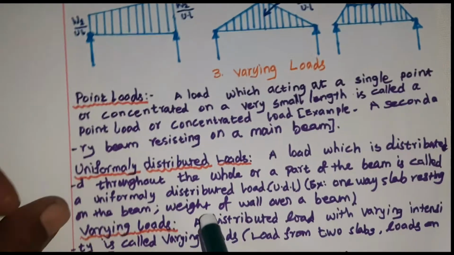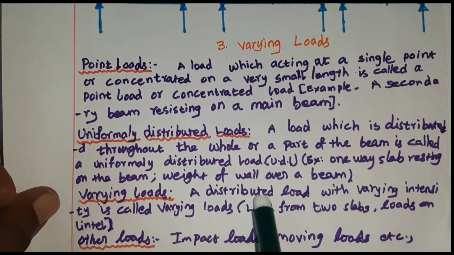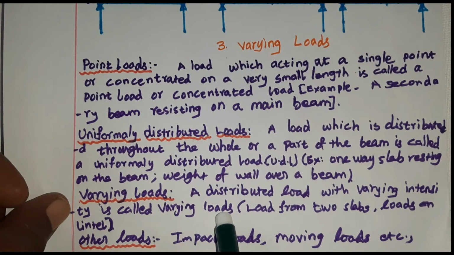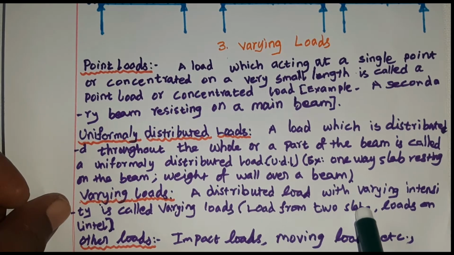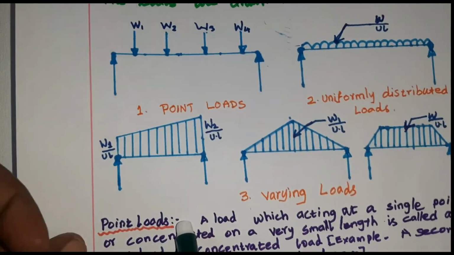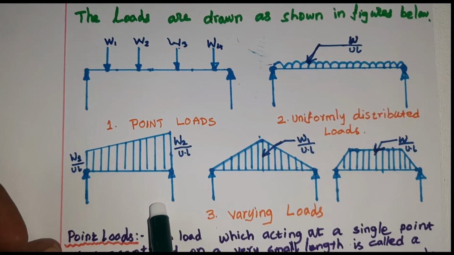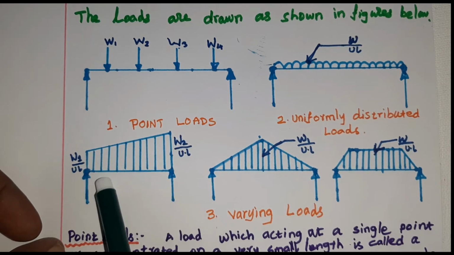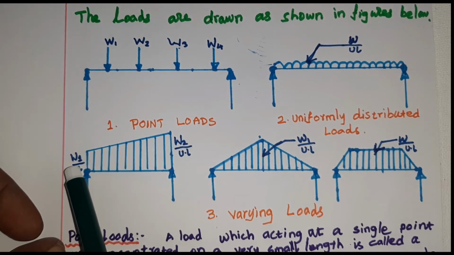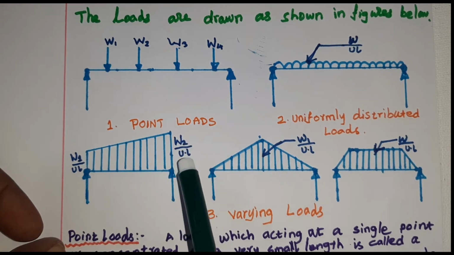Okay. Third one is varying loads. Distributed loads with varying intensity are called varying loads. For example, loads from two-way slabs and loads on lintel. Okay, so this one is a uniformly varying load. This is a trapezoidal shape uniformly varying load. At this end it has an intensity of W1 per unit length. Here we have W2 per unit length.